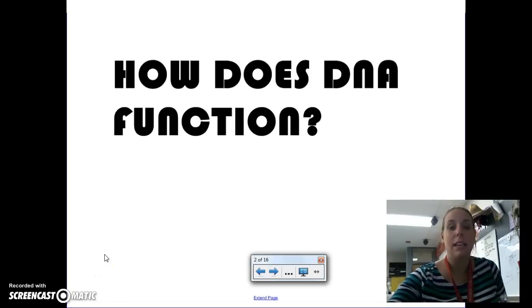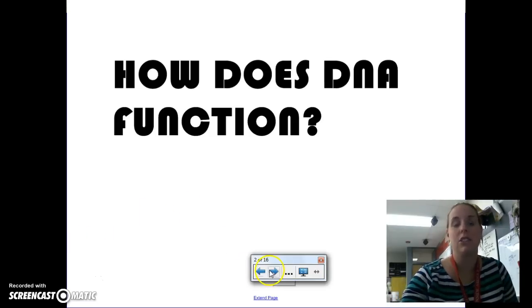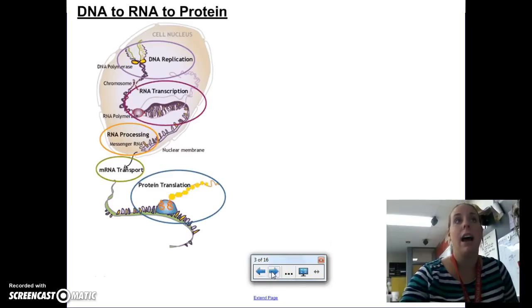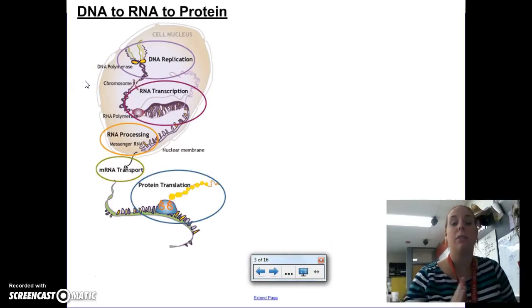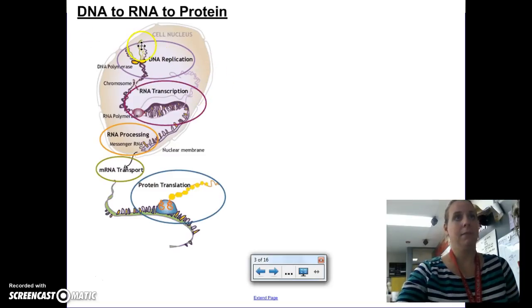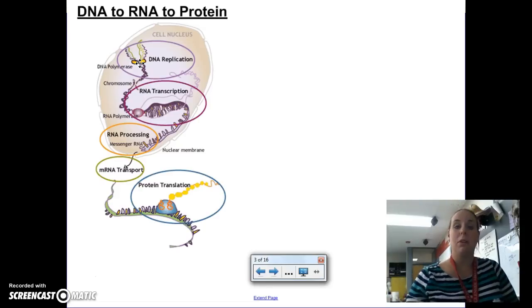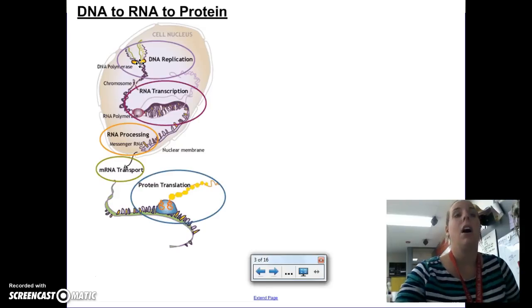Okay, so today's flip is all about how does DNA function, and really basically today is just to review how DNA goes from DNA to RNA to protein. So the first thing that I have here to show you is this is DNA, and it lives inside the nucleus of the cell. And DNA, when it wants to replicate and become RNA, it has to unzip itself, and then the RNA copies it.